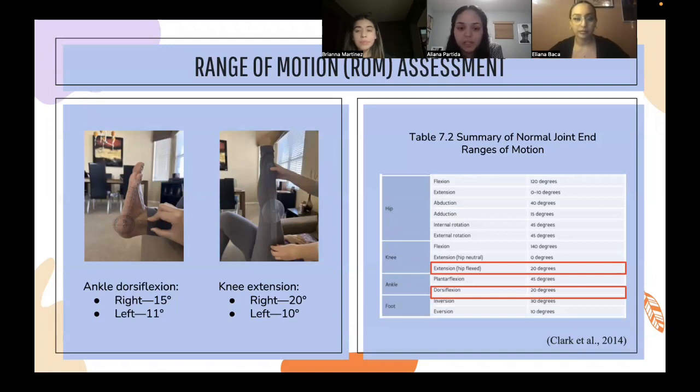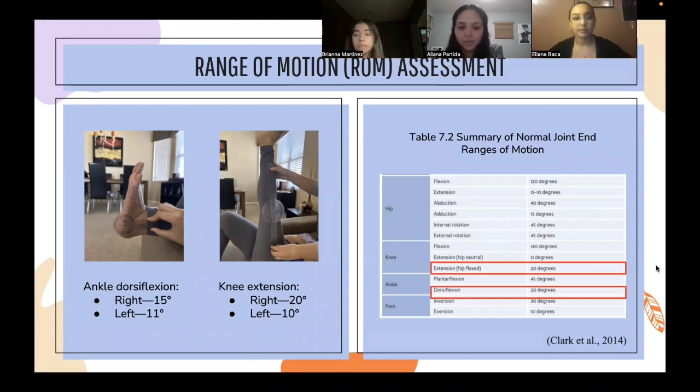Here you can see on the right foot, the client got 15 degrees, and on the left foot, it's 11. The normal for this is typically 20, so there's some decreased range of motion on both feet. The muscles assessed here, which might have to do with decreased range of motion, include the gastroc, the soleus, posterior tibialis, etc. They may be overactive, and the antagonists, which could be underactive, include the anterior tibialis, extensor digitorum longus, etc.